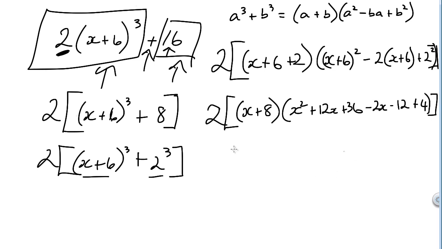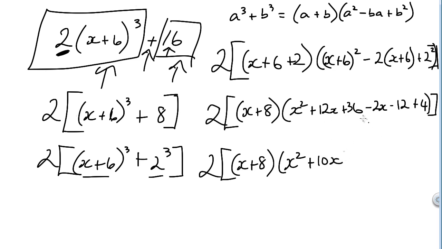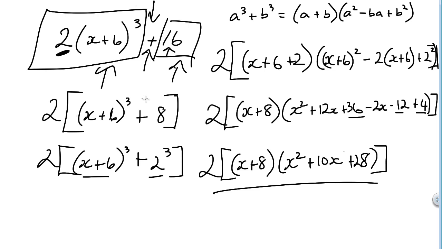And then cleaning this up finally, it looks like 2 (x plus 8) multiplied by (x squared, and collecting like terms, 12x minus 2x is plus 10x, and 36 minus 12 is 24, plus 4 is 28). So I put 28, and that would be the final factored form of this cube.